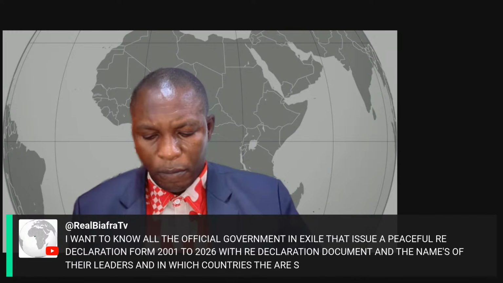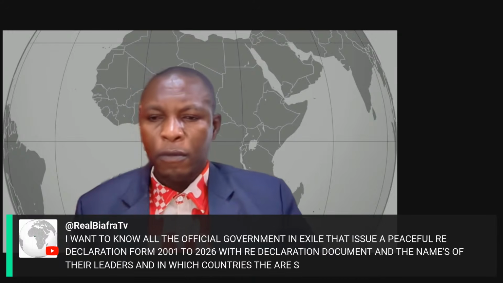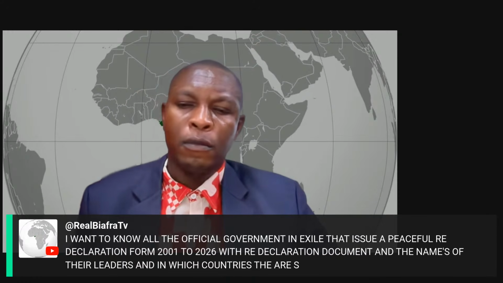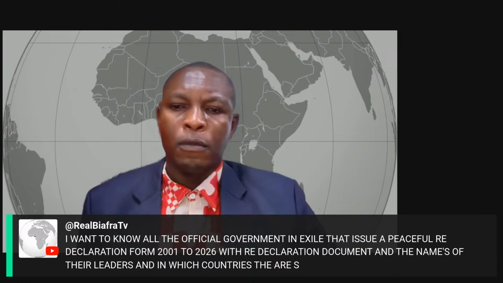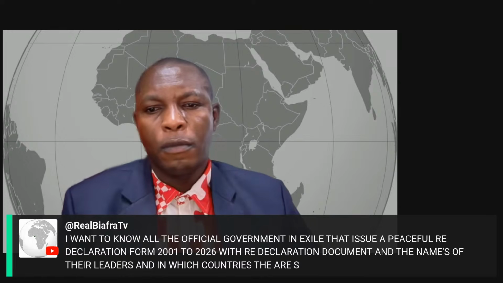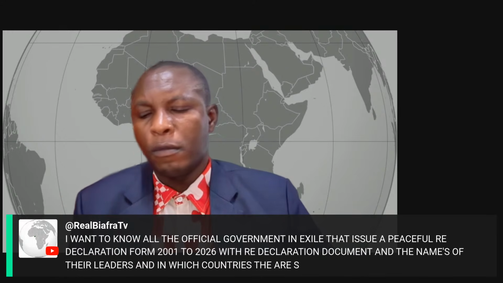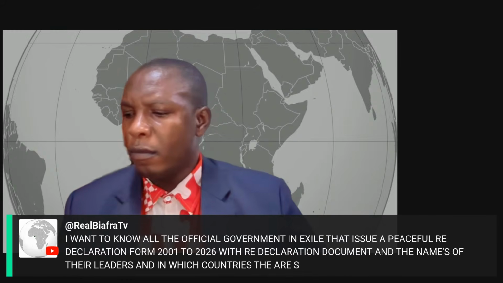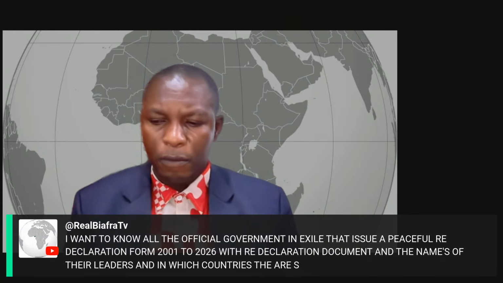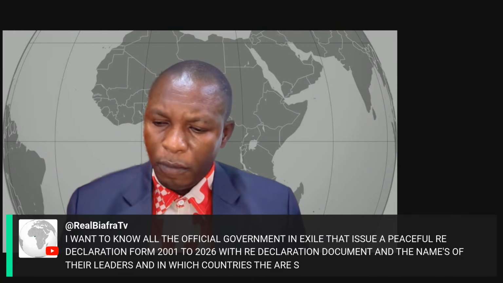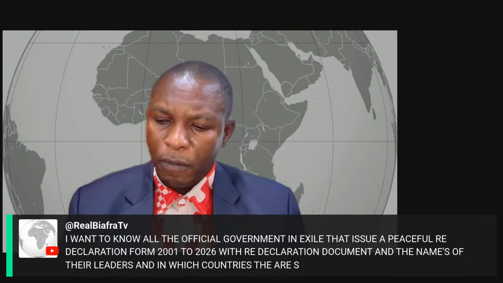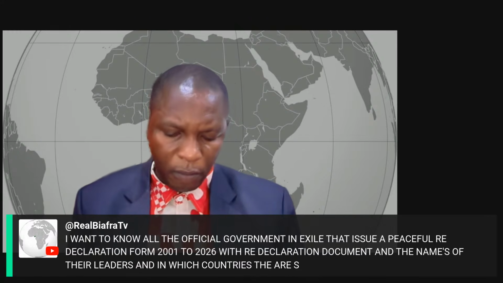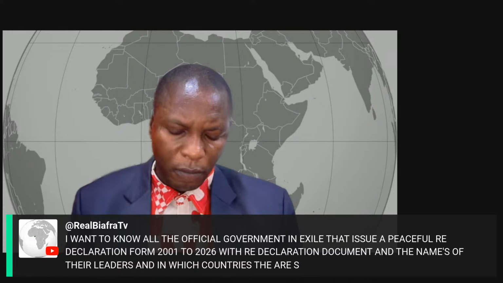The framework: the Redeclaration established the United States of Biafra, USB, as the successor to the original 1967 Republic, emphasizing a decentralized structure of 40 states to ensure inclusive governance. The peaceful method: unlike previous eras, this 21st century redeclaration was backed by a self-referendum, conducted throughout 2024, that reportedly gathered over 50 million affirmative votes, providing a mandate of the people, which is a core requirement for international recognition.